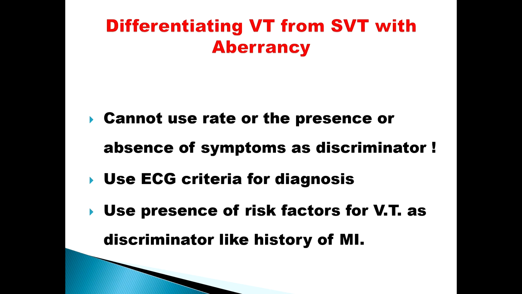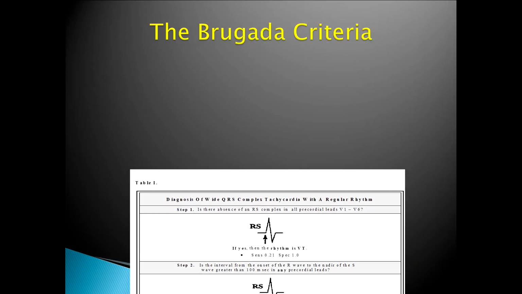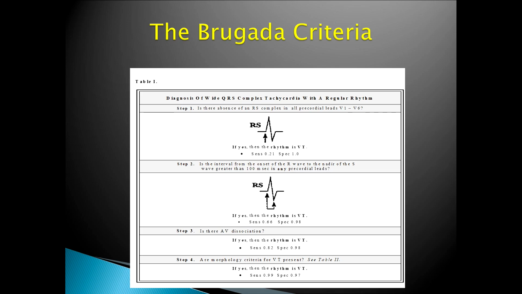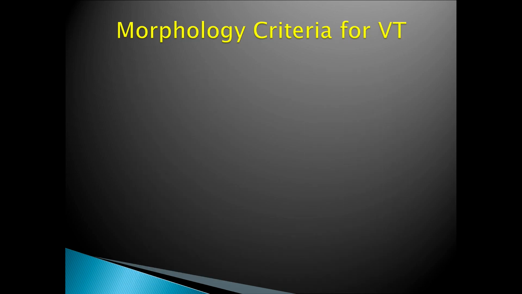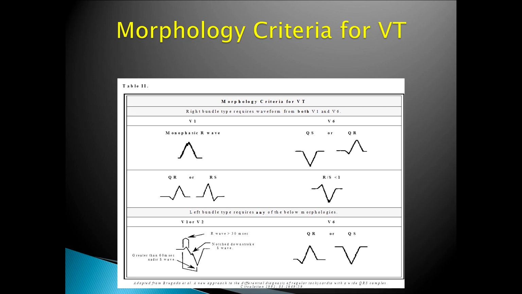So ECG criteria are very important. Presence of risk factors like myocardial infarction is one of the very important factors. You should always, in the presence of MI, if there is a wide QRS, this is VT, this is VT. Don't think otherwise. A lot of criteria, Brugada criteria is there. I will not go much in detail, but wide QRS complex and atypical bundle branch type. The classical criteria of left bundle branch and classical criteria of RBBB is not there. It is a wide QRS, it is VT.